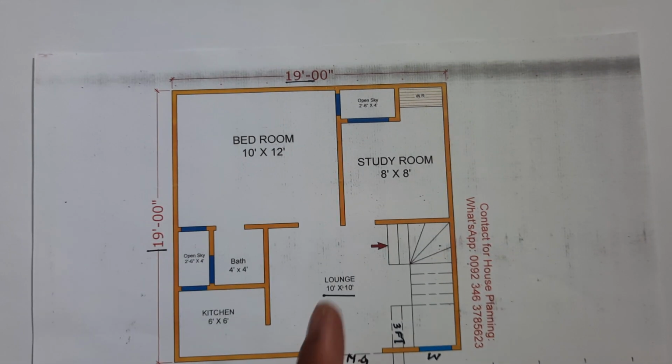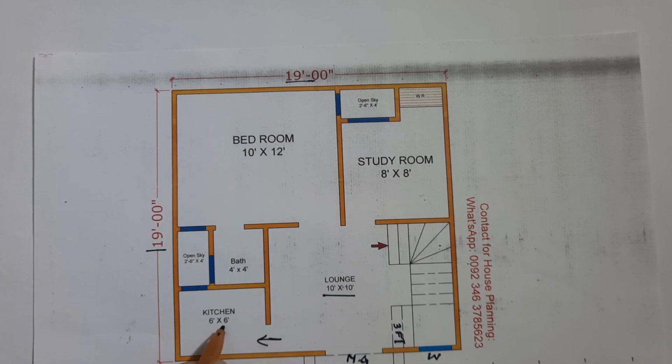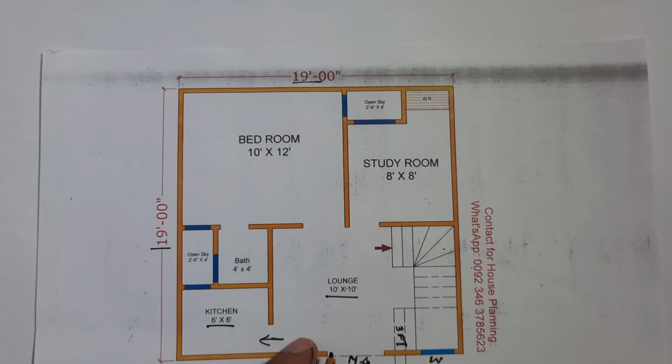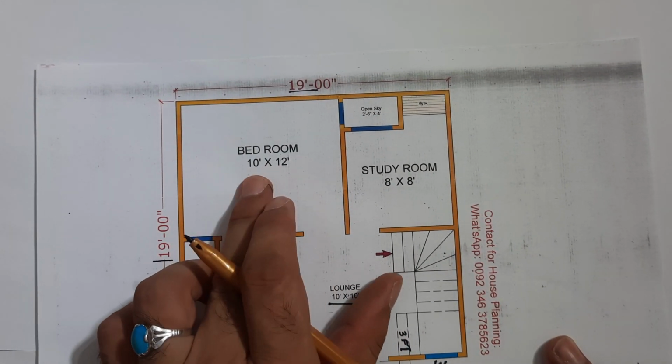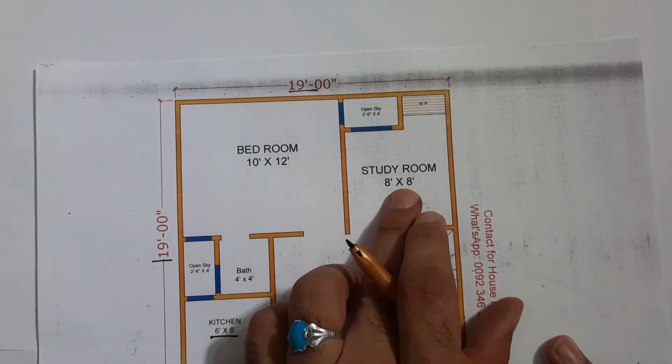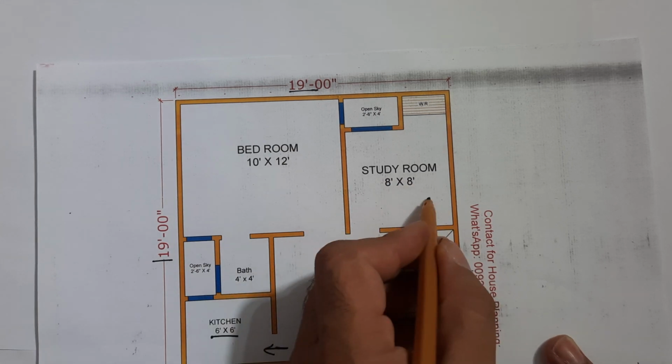Next, guys, you can see from this TV lounge you have the access to this kitchen. Size of this kitchen is 6 feet by 6 feet. This is the first bedroom. Size of this bedroom is 10 feet by 12 feet, and this is the study room. Size of this study room is 8 feet by 8 feet.